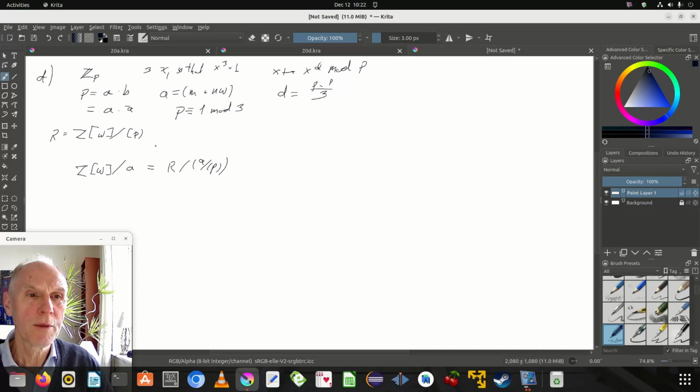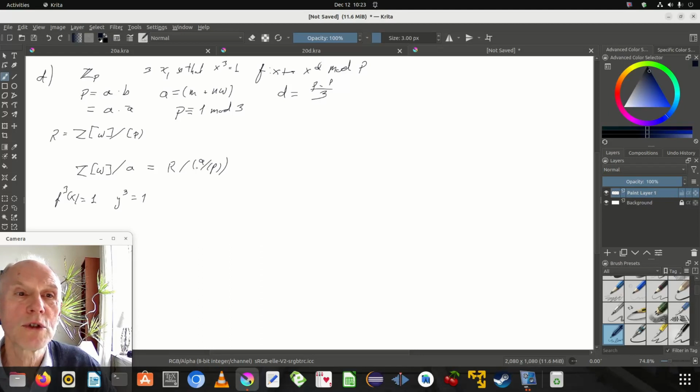So what could be the problem? We know that the result, if we call this F, the result to the third is unity. So the image satisfies the cubic equation here.